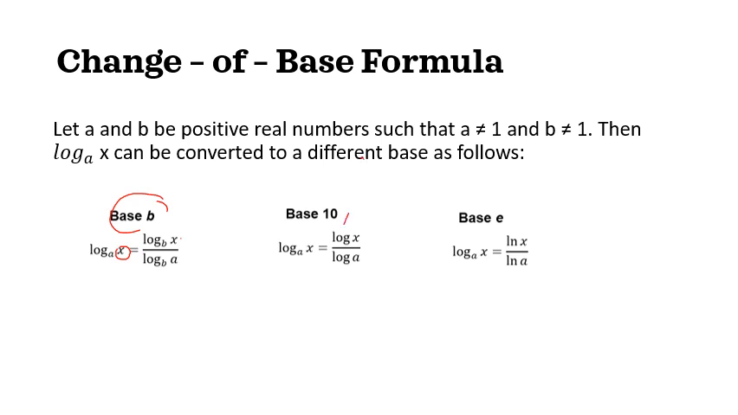If you try to change it to base 10, log x base a is equal to log x over log a, because it is understood that if we have log, it is base 10 already. If we have base e, of course, you will put it in base e, which is ln. So here we have log x base a, which is now equal to ln x over ln a, right?